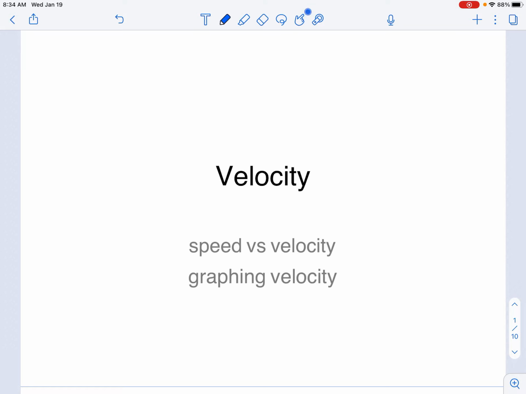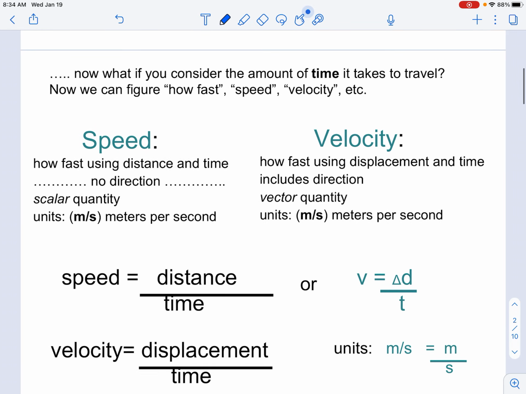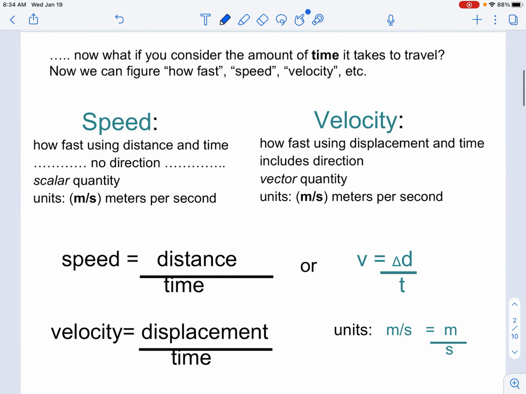Today we are going to talk about velocity. We have already discussed speed, which is the scalar version of how far, and it is measured in meters per second. And so we define speed as being the ratio of distance over time. So how many meters did we travel divided by the amount of time that it took us to travel that distance. And ideally we want our distance in meters and we want our time in seconds.